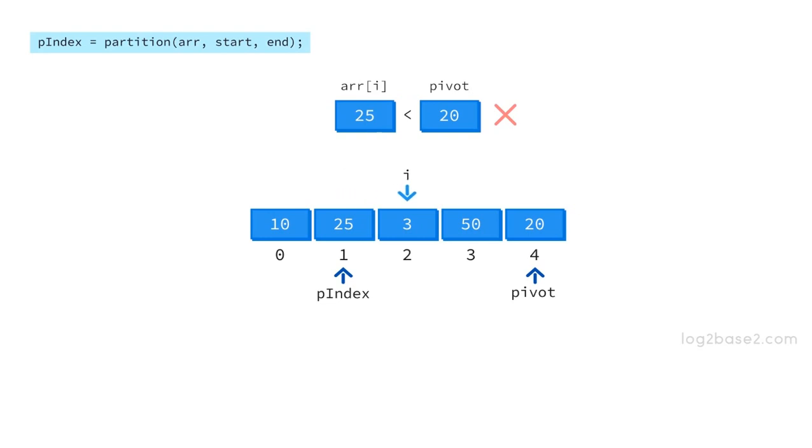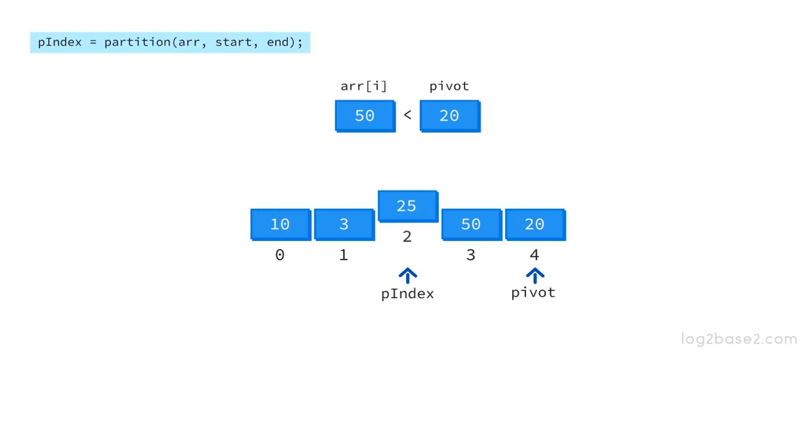So again increment I. Now compare 3 and pivot element which is 20 and 3 is less than 20, so the condition is true, so swap ARR of I and ARR of p-index. And then increment p-index. And please note that whenever the condition is satisfied, we are performing the swap operation and we are incrementing p-index. If the condition is false, we are just incrementing I. Now do the same process with the next element. So increment I. So now compare 50 and 20 and the condition fails and the array is completed now.